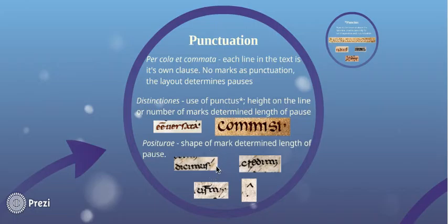This is a punctus elevatus with a line ascending up and to the right. The punctus versus, again, that looks like a semicolon. And the punctus flexus that has a point and then a caret-like shape.